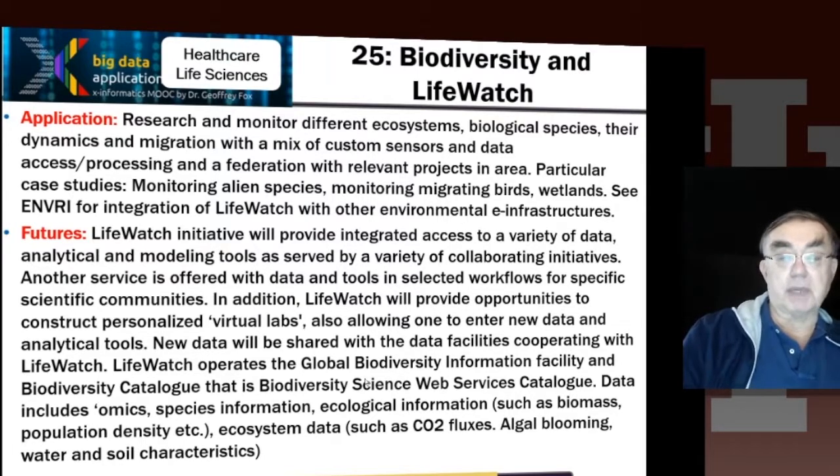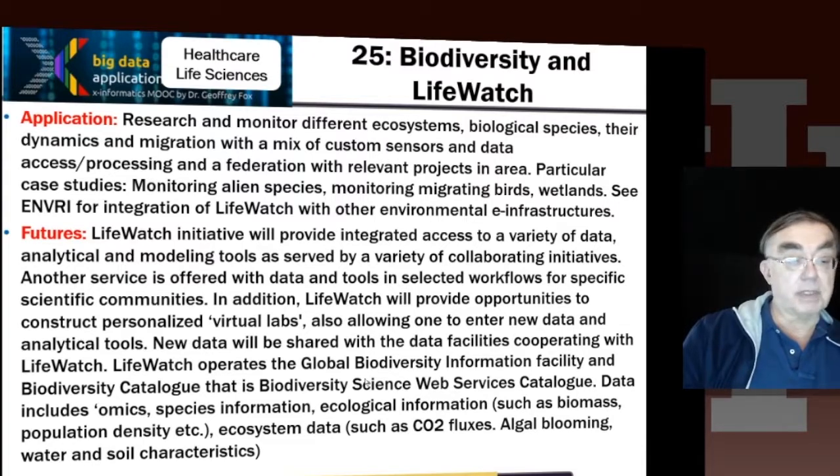So LifeWatch is meant to develop and supply a lot of data analytic and modeling tools, and also to provide workflows that perform particular scientific analyses. And it's meant to provide an opportunity to add different types of data. There's something called the Global Biodiversity Information Facility, which has cataloged all the information in this system, which is a very diverse system.